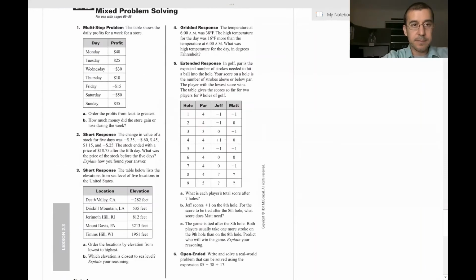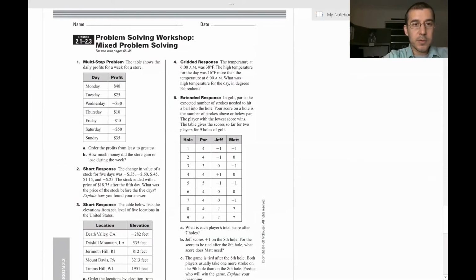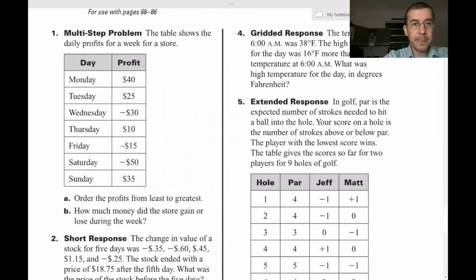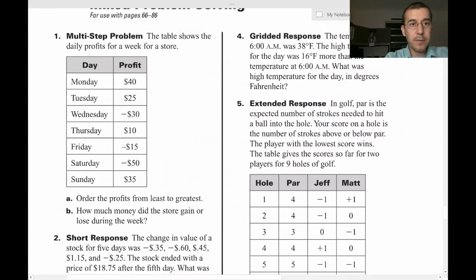Yep, 6. All right. So let's do the first one, multi-step problem. The table shows the daily profits for a week for a store. Okay, so Monday, Tuesday, Wednesday, Thursday, Friday, Saturday, Sunday. These are the profits for each day of the week. Under A, order the profits from least to greatest.